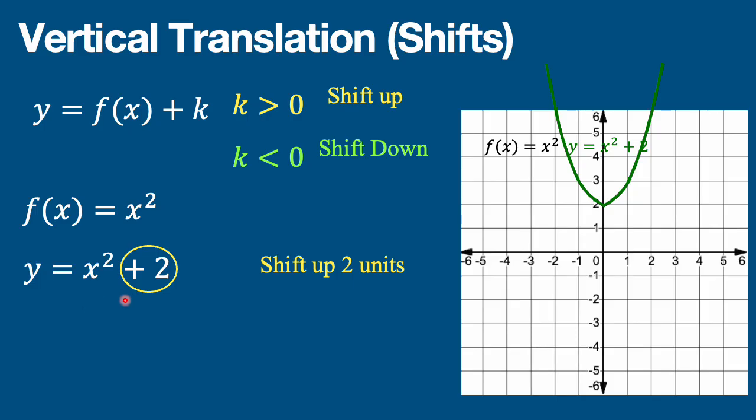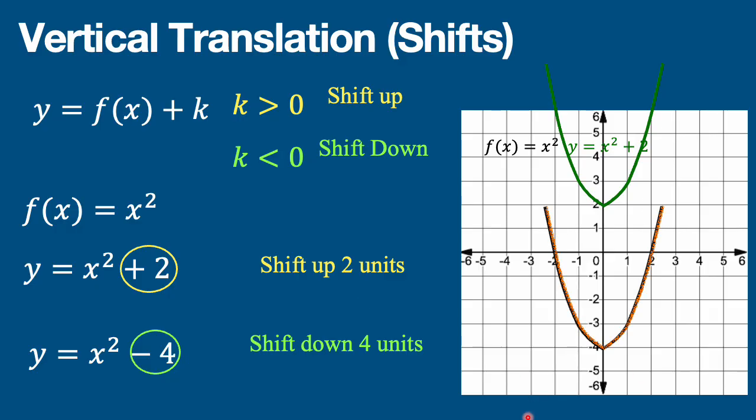K value is positive. Another example is y equals x squared minus 4. K value is negative 4, which means shift down 4 units. So the original function is right there, guys. That's moving down, y equals x squared minus 4. You're gonna move down 4. So that's gonna slide down 4. That's how we transform the vertical translation.